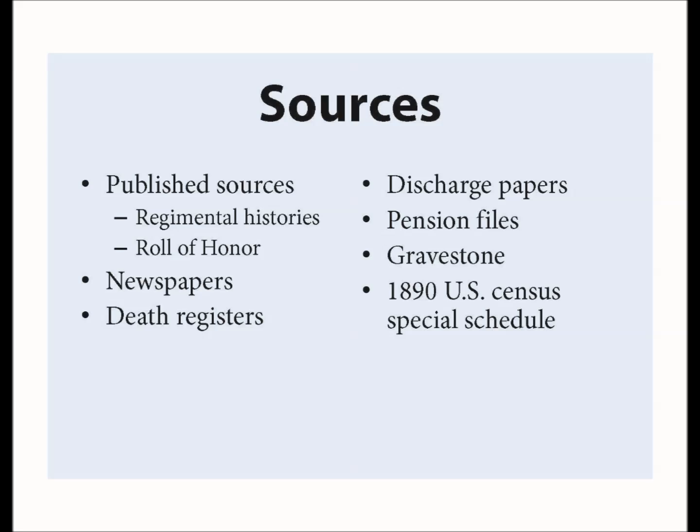This is an official government list that listed those buried in federal cemeteries during the Civil War of, in this case, just Union veterans. There are newspapers. We'll talk a little bit and show you an example of what a death register looks like from the state. It may give you a clue whether the relative died during the war. There are the discharge papers. We're going to talk in length about pension files. We'll talk about gravestones. And again, another source that will tell you whether your ancestor died and has a widow is the 1890 U.S. Census and Special Schedule we looked at earlier.